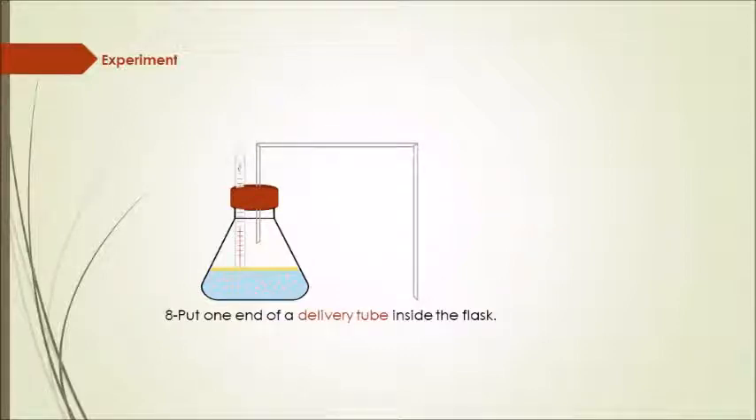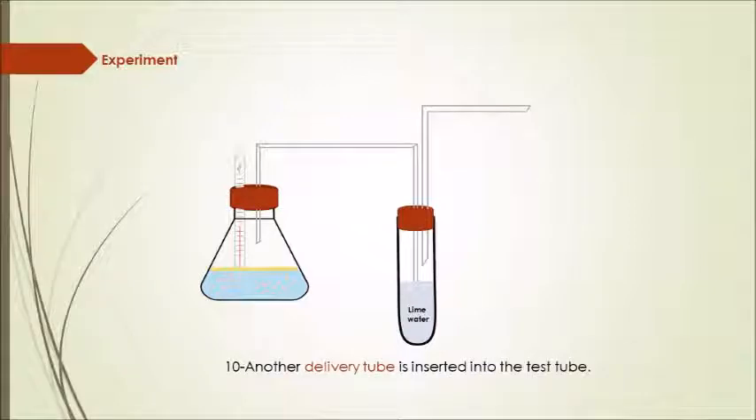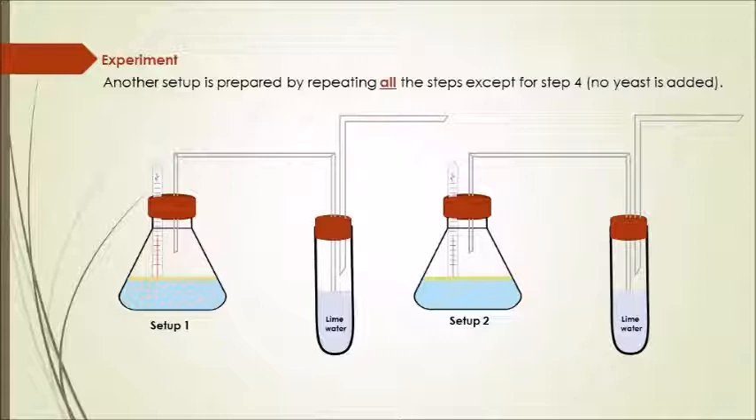8. Put one end of a delivery tube inside the flask. 9. The other end of the delivery tube is inserted through a cork into a test tube containing lime water. 10. Another delivery tube is inserted into the test tube. Another setup is prepared by repeating all the steps except for step 4. No yeast is added.